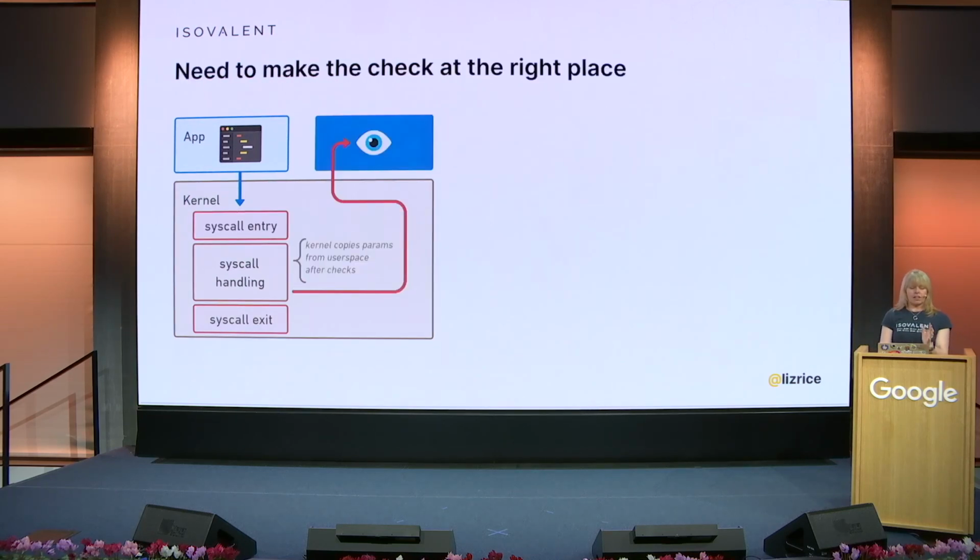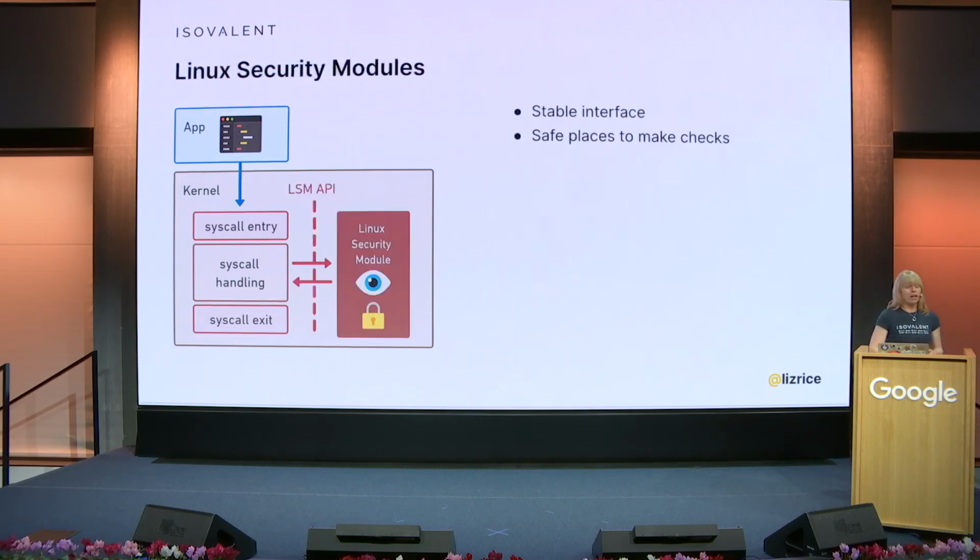So a place in the kernel that is officially used to provide this checkpoint after parameters have been copied is called the Linux Security Module API. Now, this is a stable interface inside Linux. Has anybody here used SELinux or AppArmor? Yep, quite a few hands. Keep your hand up if you enjoyed it. Okay.